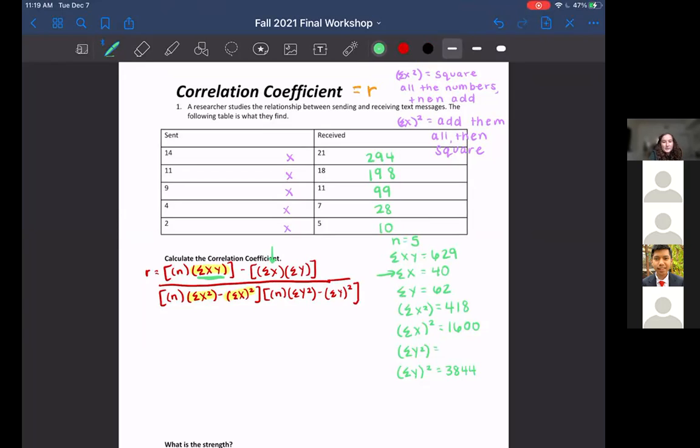I appreciate the participation. Okay, so let's do the sum of y squared. So does anyone have that one? If not, we could go over it together if anyone is confused. Just let me know.